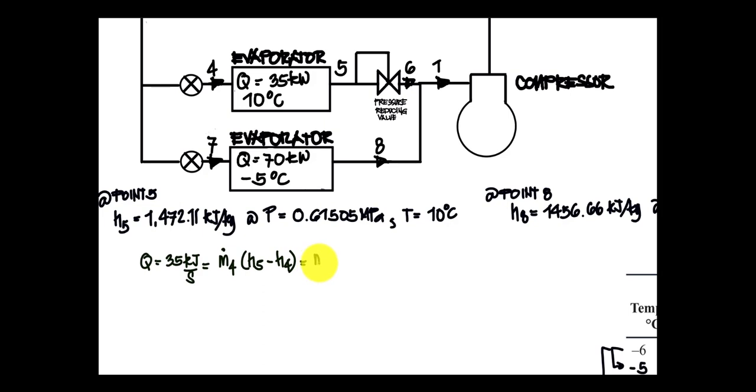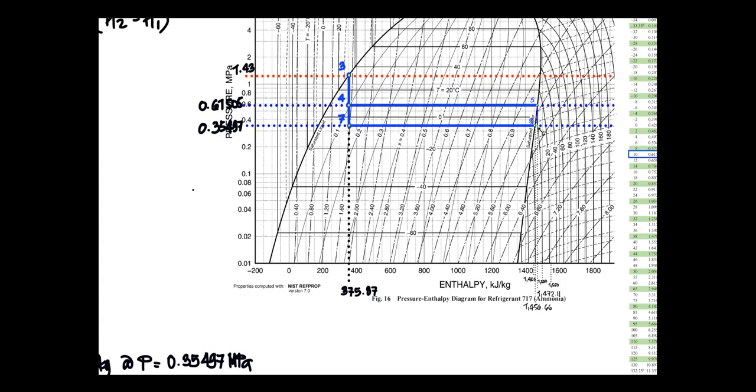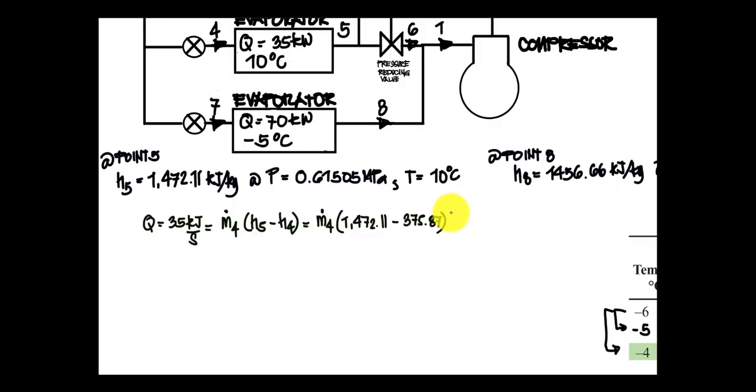So we have the mass flow rate at point 4, then the enthalpy at point 5, which is 1472.11, minus the enthalpy at point 4. Remembering that we have a constant enthalpy traveling from point 3 to 4 and 7, we have the value of 375.87 with the units of kilojoule per kilogram.